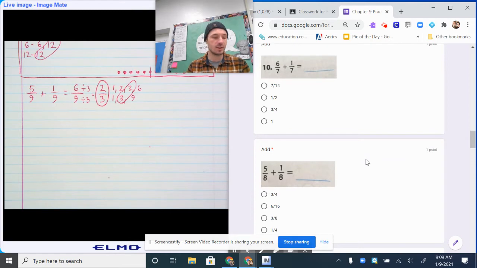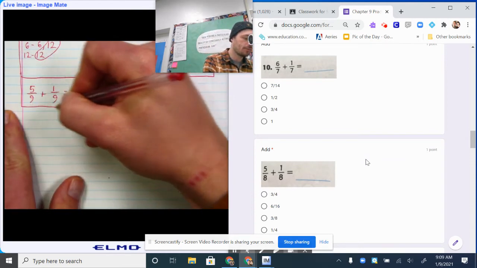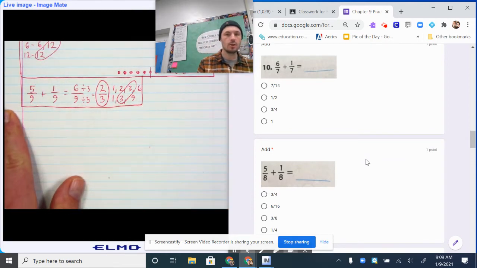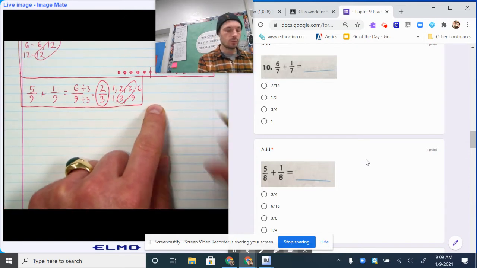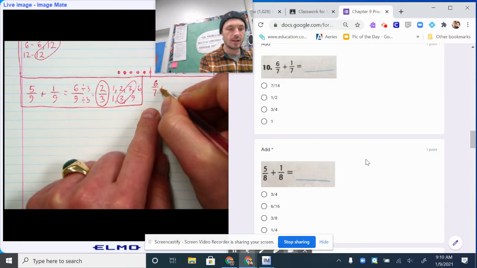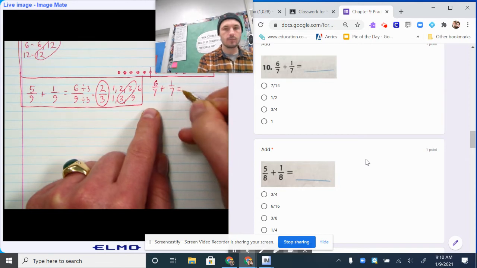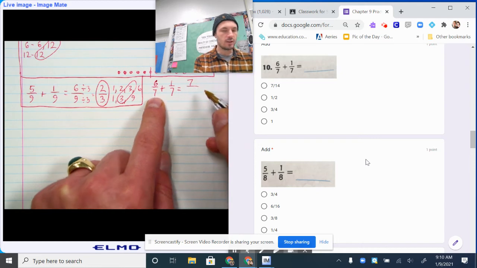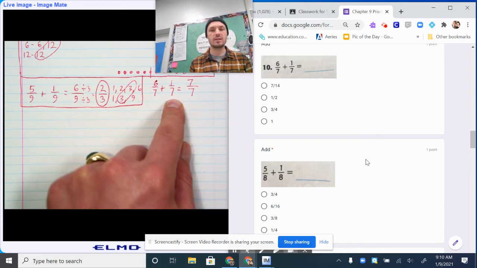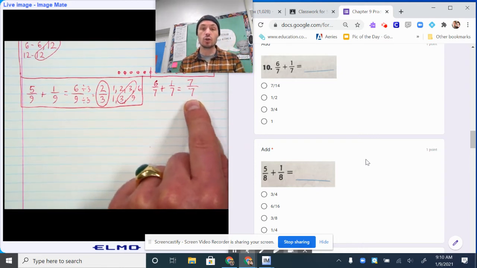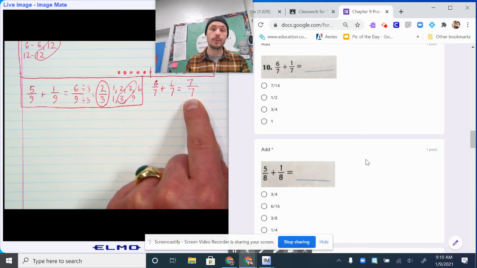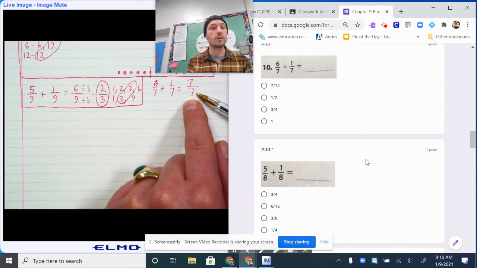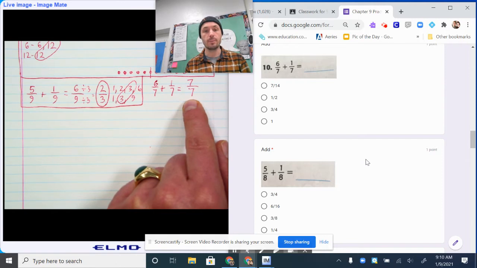Next, we have 6/7. We're going to box this off. That's the work we did for that problem. And now we're going to solve this one right here. 6/7 plus 1/7. Okay, we add our numerators together. 6 plus 1 is 7, and the denominator 7 stays the same, 7/7. Now, this is a special kind of improper fraction called a whole fraction, where the numerator and the denominator are the same.